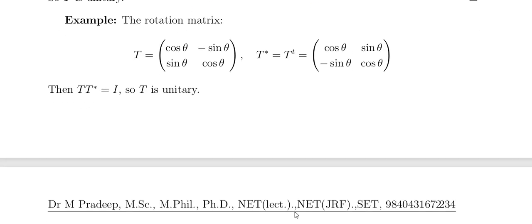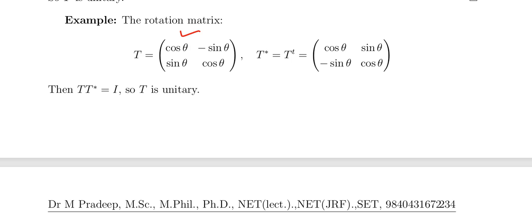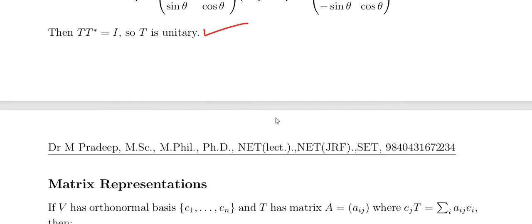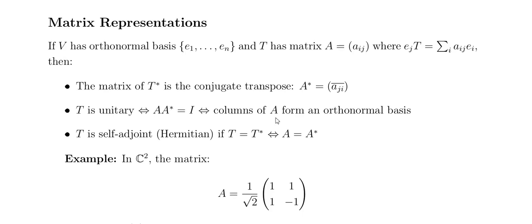Here T is a matrix, called a rotation matrix, the very famous matrix. The T star is the transpose of the cofactor matrix. For that, we have to take the transpose and find the cofactor matrix. So TT star equal to I comes, that is called T is unitary. One of the examples for unitary. So even if any other matrix is given, you try. T star means the transpose of the cofactor matrix.